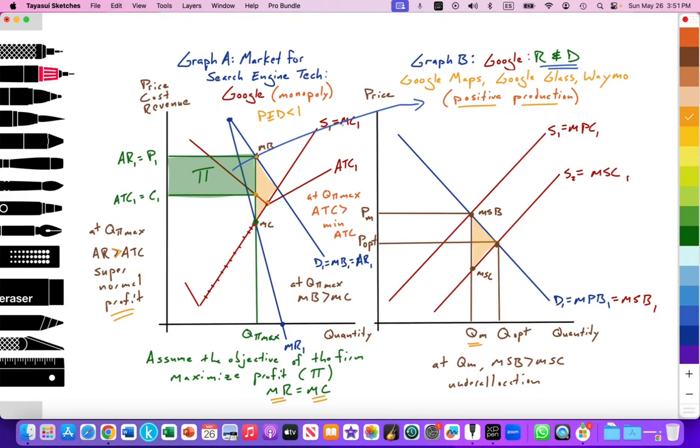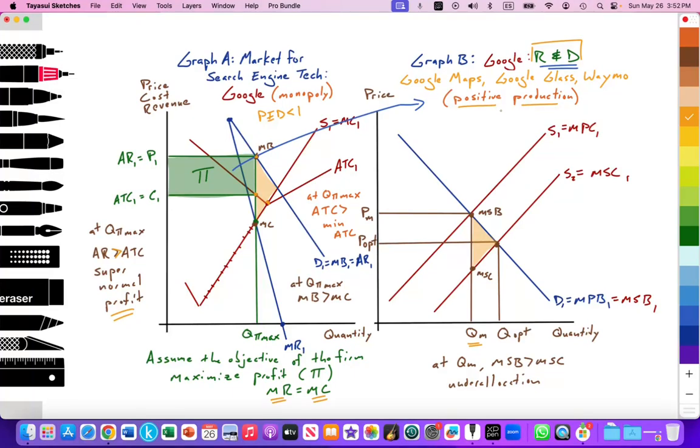Although the monopolist is allocatively and productively inefficient, we can argue that they can use their supernormal profit and invest in research and development. And in this case, there's an incentive for Google to invest their supernormal profit towards innovations on new technologies so that they can maintain high barriers to entry against their competing firms. So they decide to invest in the development of Google Maps or Google Glass or Waymo and self-driving car technology. That research and development can spill over positively to society and is thus considered a positive production externality.